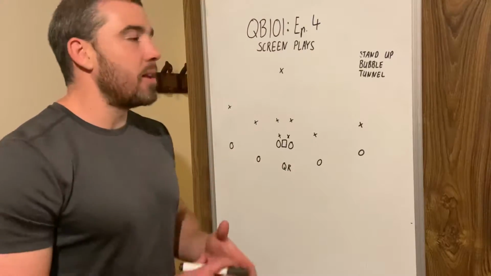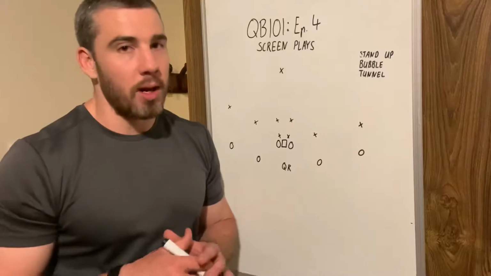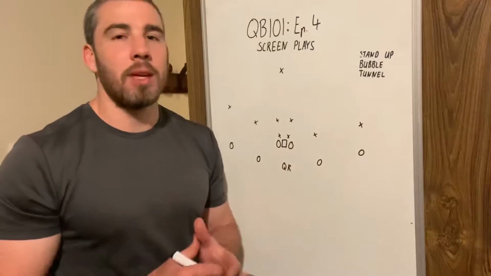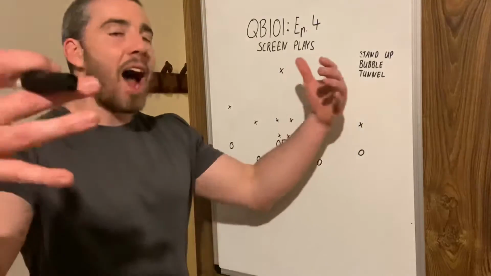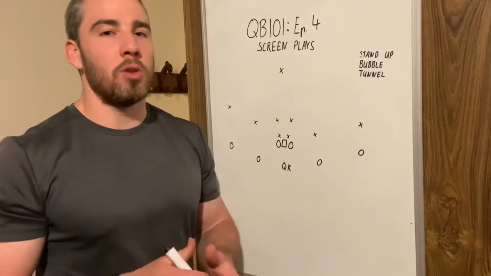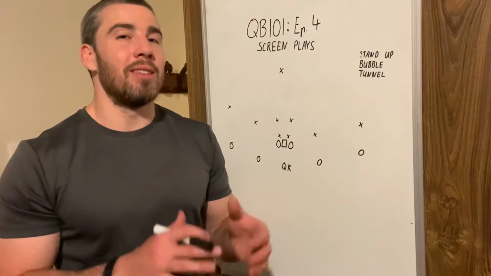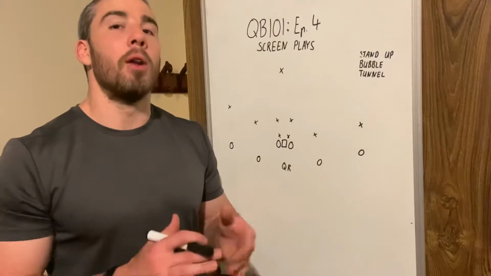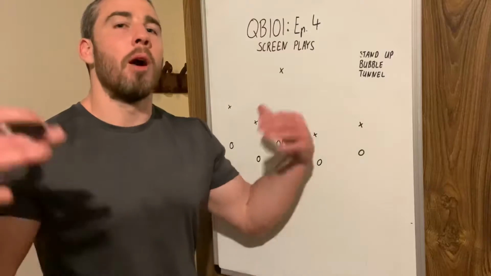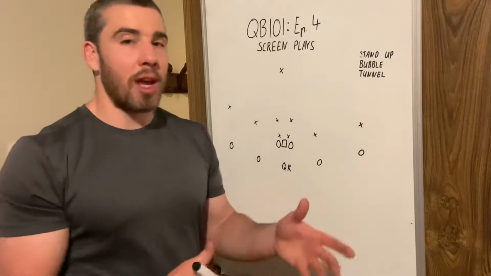So anytime we're throwing the screen, it's important that we take a pre-snap read. The main thing I'm telling my quarterback to look out for is, are they in man press? So are they 1 or 2 yards off the receivers? If they're up close, then there's a good chance that this play might not work. You might not want to be doing a screen. We might want to check to another play. I will be doing another video on how to check out of plays.